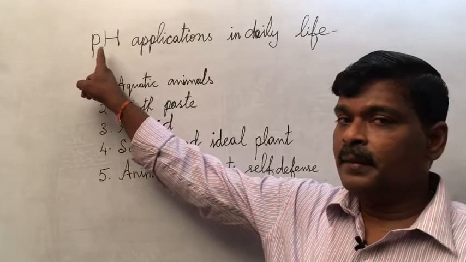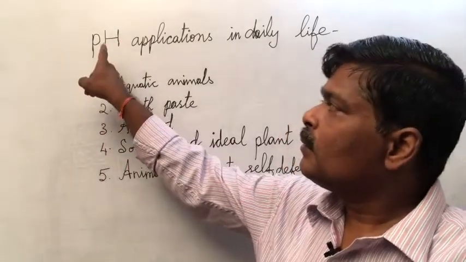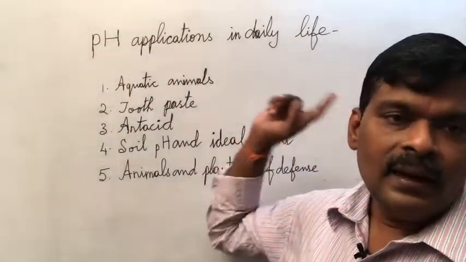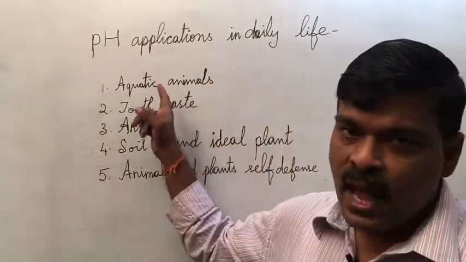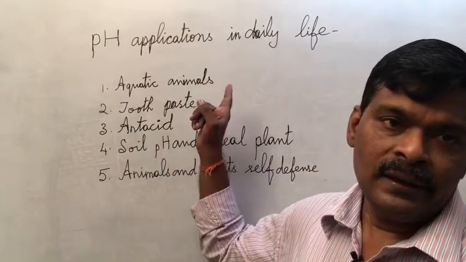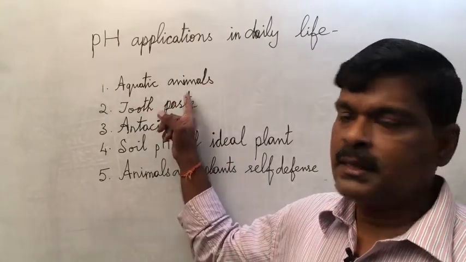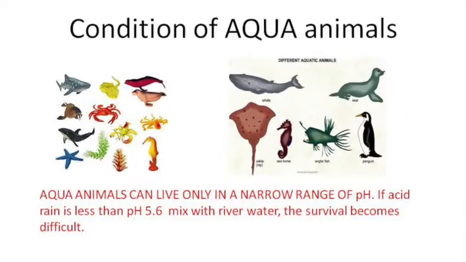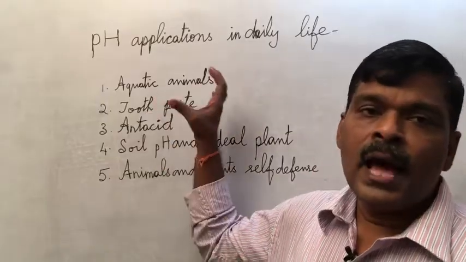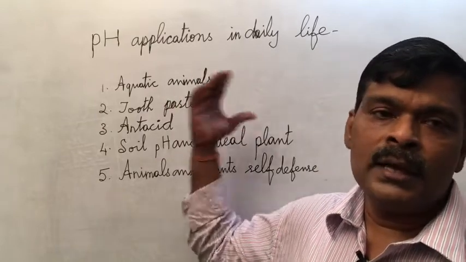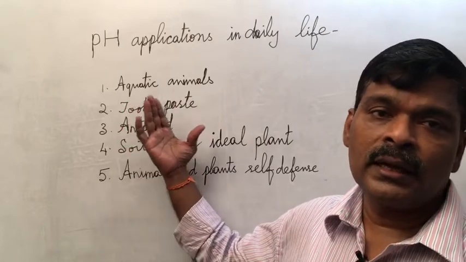What is pH? The power of acidity or basicity. These basic applications are needed for our daily use. The first one is aquatic animals, how they survive in river water or in sea water. They live in a narrow pH range. If the acidity of that water increases, they cannot survive.